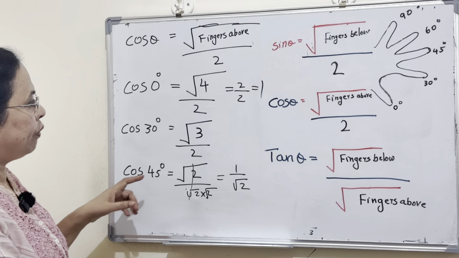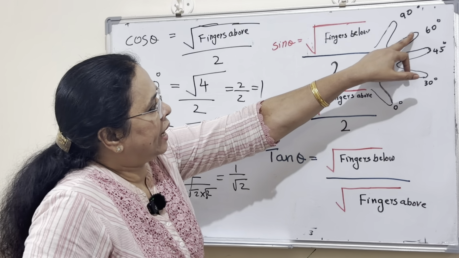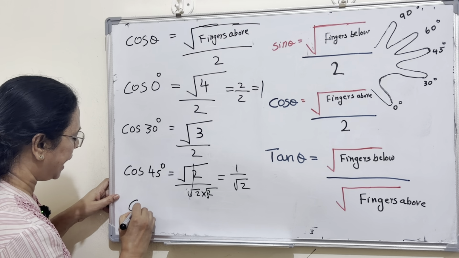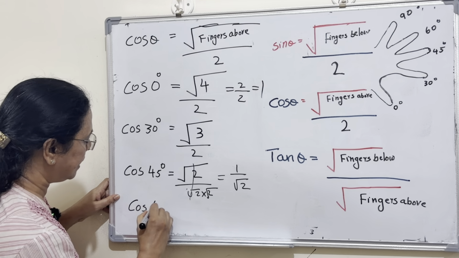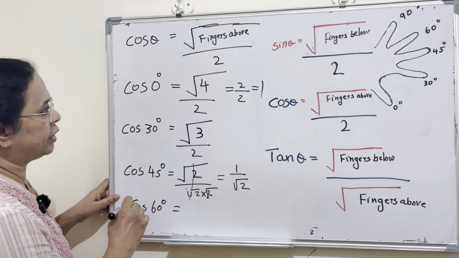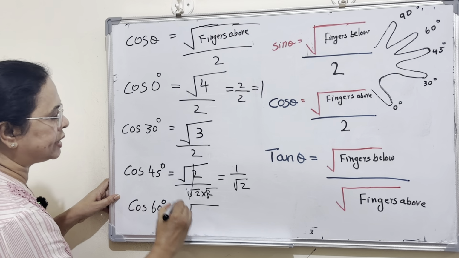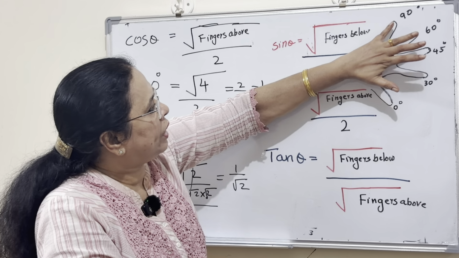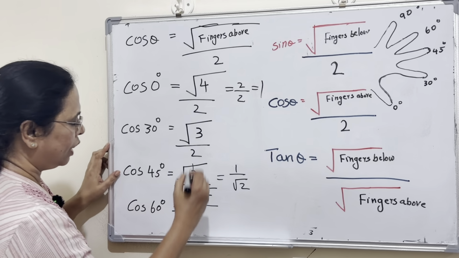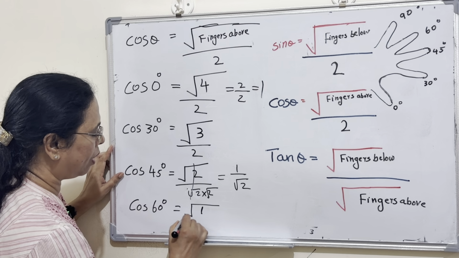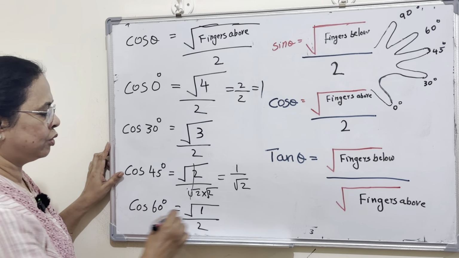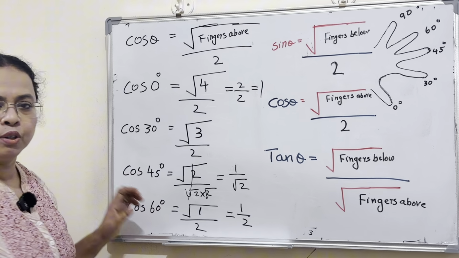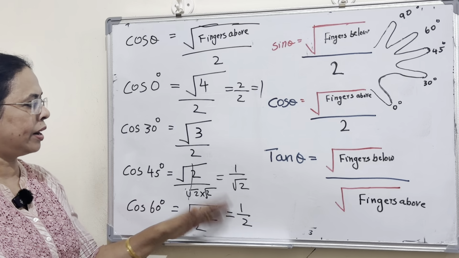Now let me go for 60 degree angle. Cosine of angle 60 degree is equal to under root fingers above. See, 60 degree if I am taking, finger above is only 1 finger, my little finger, right? So that is 1 finger above divided by 2. So that is equal to what? Root 1 becomes 1, 1 by 2. So easy, cos 60 we got half.